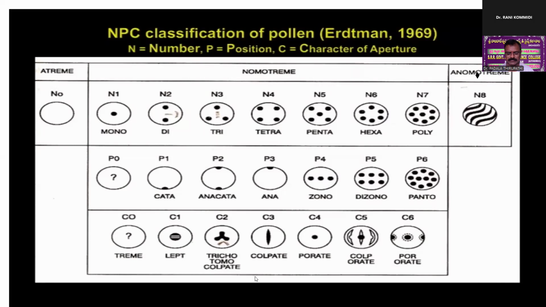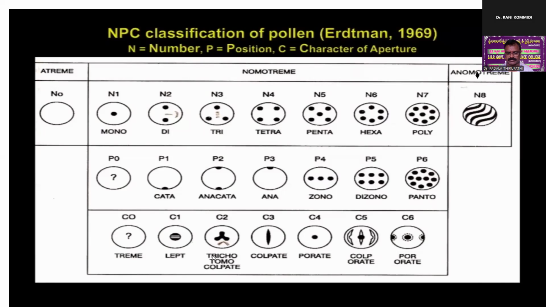The pollen with 3 slit-like colpi, looking like a 3-dimensional or triangular shape, is called trichotomocolpate. This is C2. C2 means the pollen with 3 slit-like colpi. They are called trichotomocolpate, which belongs to the C2 category.